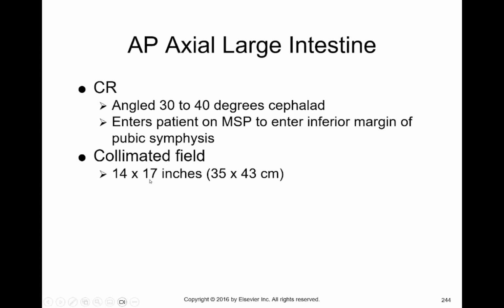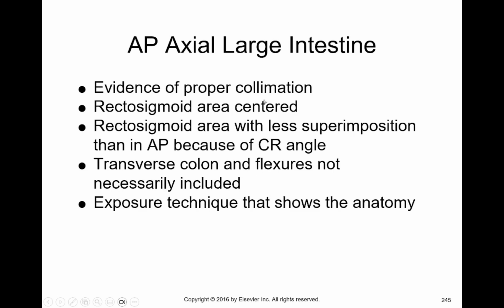And the textbook calls for a 14 by 17 inch collimated field, and I think that's a little bit excessive. You could probably get by with 12 by 14. You collimate in a little bit smaller than that, remembering that primarily what we're looking for is the sigmoid colon. So we're going to look for proper collimation. We're looking at the rectosigmoid area. And what the angulation should do is give us less superimposition than what we had in the AP.